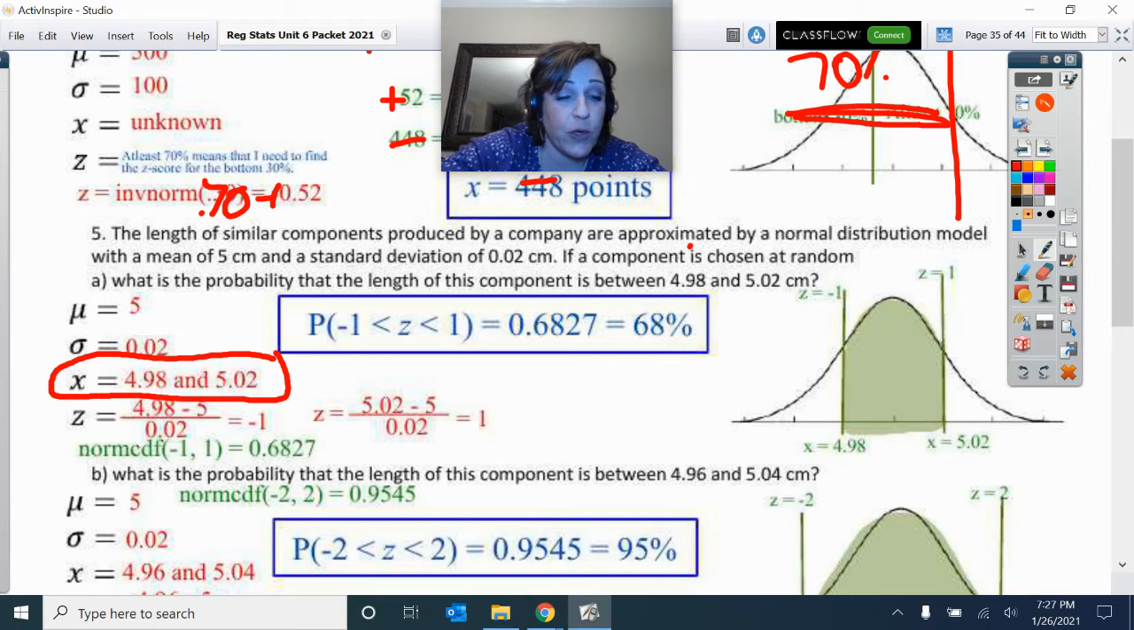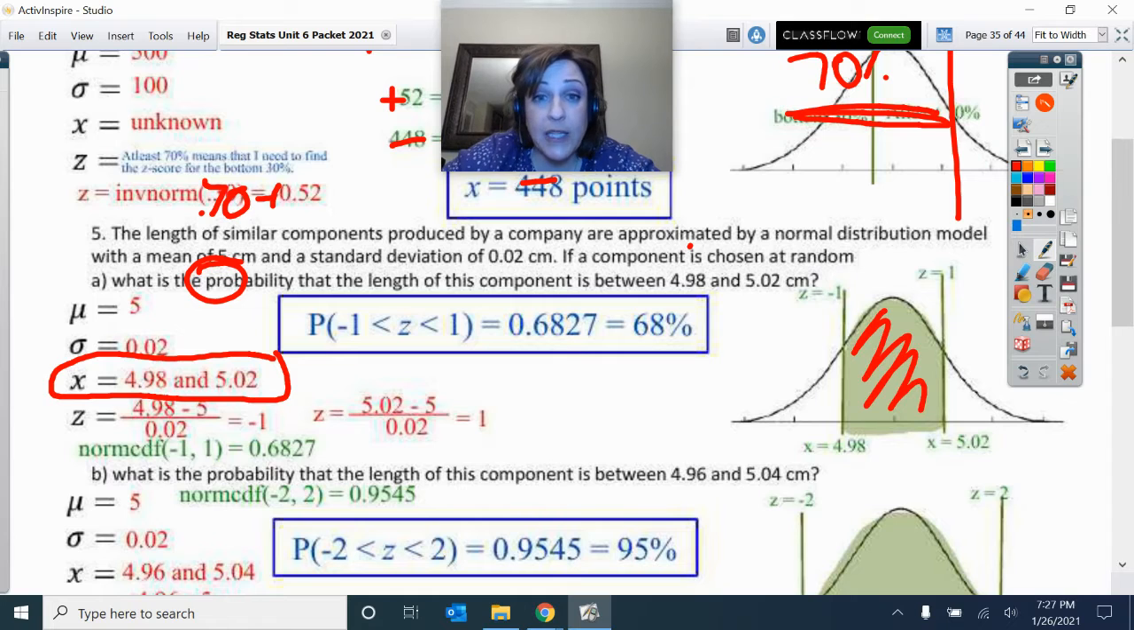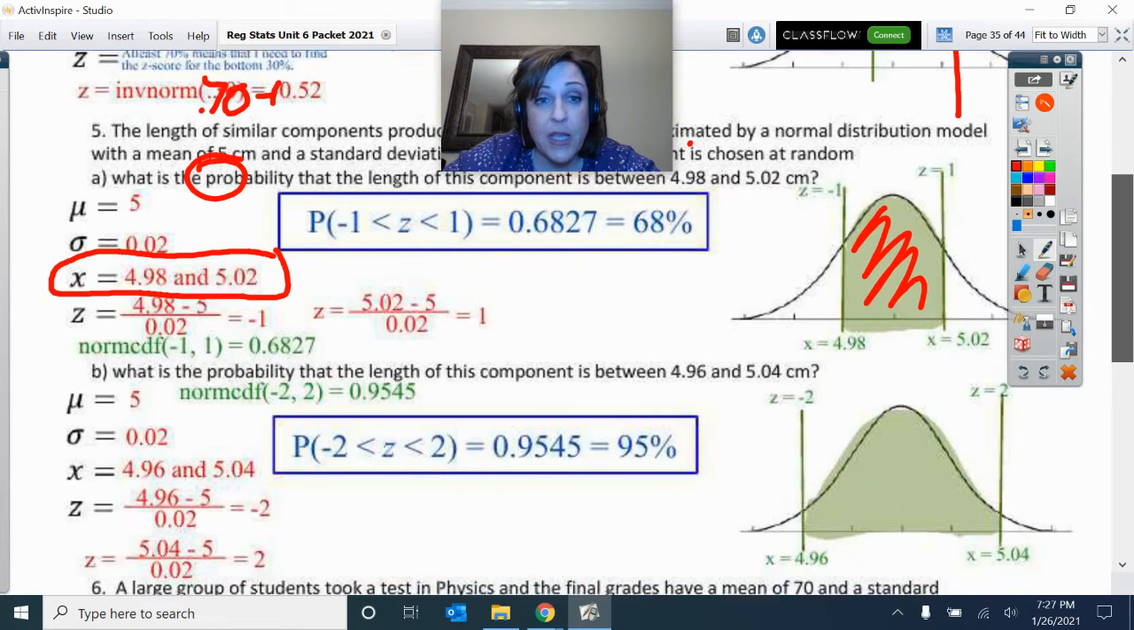Now here with these lengths of these components, we had two X values, 4.98 and 5.02. So we had to find both of those Z scores. And then remember they say probability. So find that proportion of observations. That's norm CDF to get that area between those two Z scores.